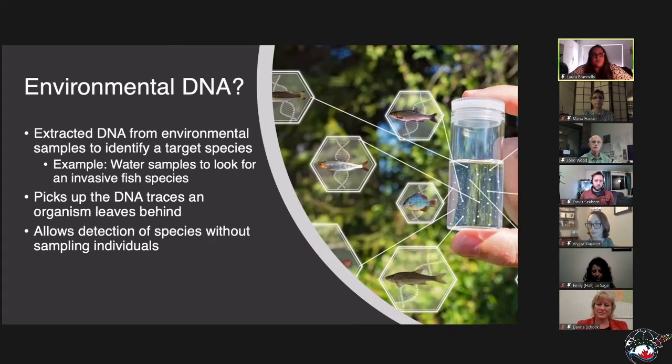So first of all, what is environmental DNA? Basically it's extracted DNA from environmental samples to identify a target species. A common example of this is you look at a water sample and you look for invasive species or some organism's DNA. It picks up the traces of DNA that an organism leaves behind and allows for the detection of the species without actually sampling the individual.